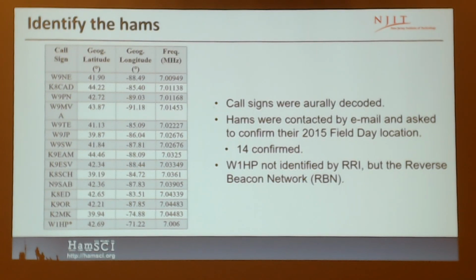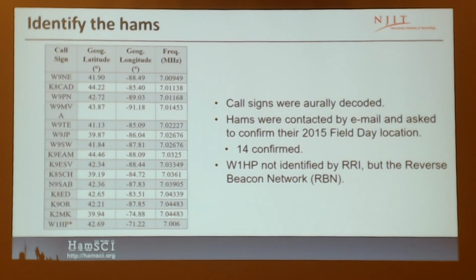So we tried some skimmers. A skimmer didn't work, so we had to decode it orally, by ear. Of course, I don't know Morse code. I didn't know then. I still don't know now. But Nathaniel and some others went to task, and they decoded, and we found several, but we could confirm 14, because of course it was Field Day.